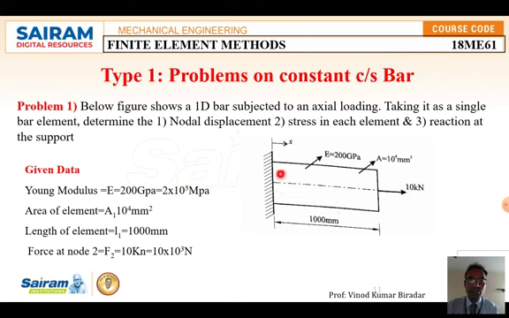And area of the element: since there is only one element, area A1 is equal to 10 to the power of 4 mm square. And the length of the element, L1, is equal to 1000 mm. And force at node 2, this is node number 1, this is node number 2. Force at node 2 is equal to 10 kilonewton, which you have to convert into Newton, 10 into 10 to the power of 3 Newton.